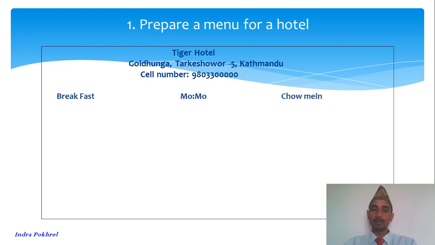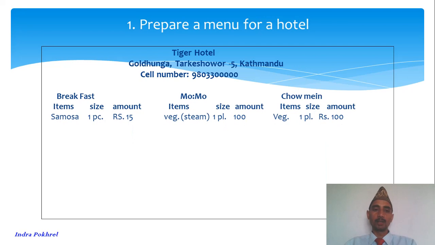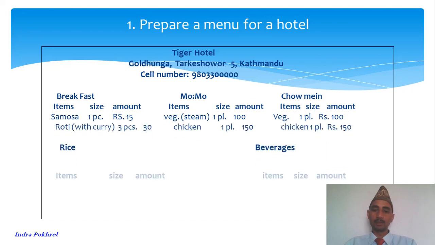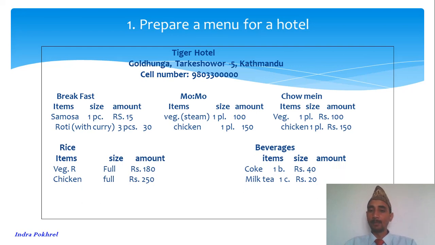And the next, what do you put there? The second part involves the food items. That means you can categorize these food items into different titles and subtitles. So how many titles do we have here? We have five titles in total: breakfast, momo, chow mein, rice, and beverages. And these titles also have subtitles here: items, size, amount. Each title has three subtitles, and we have specified the food items by mentioning the price as well as the serving size.